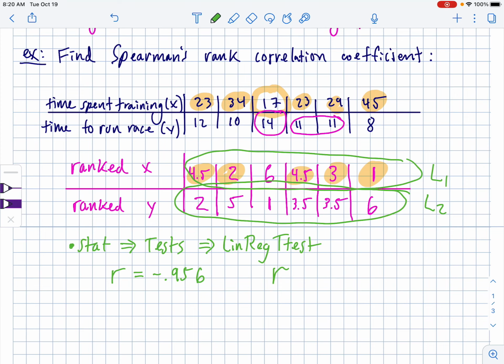So that R that you see is negative 0.956. So we'll say RS is negative 0.956. The calculator doesn't say that it's R sub S, it just says R. But remember that when you run a linreg t-test, you're finding Spearman's R, not Pearson's R. What this means is that there is a strong negative correlation between the two things.